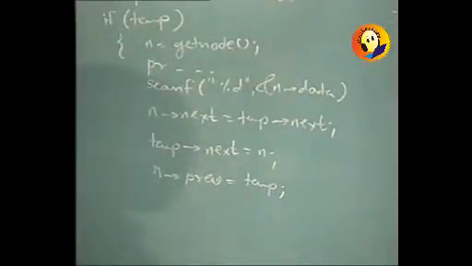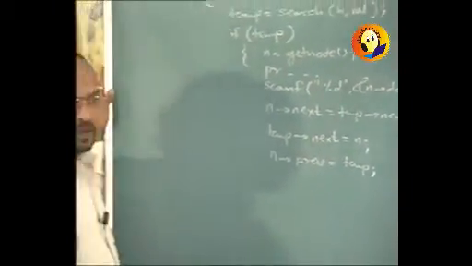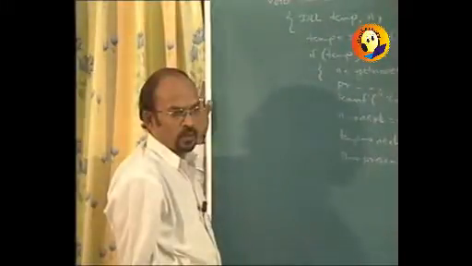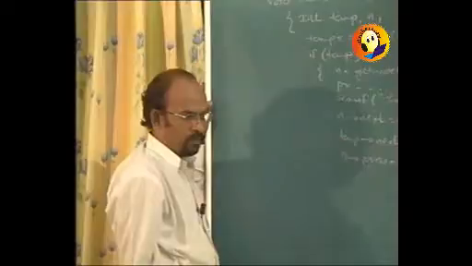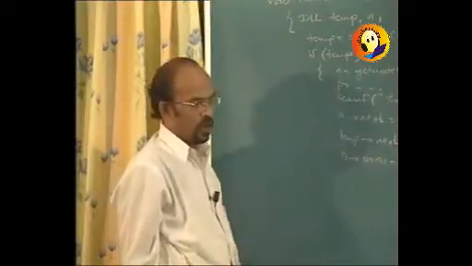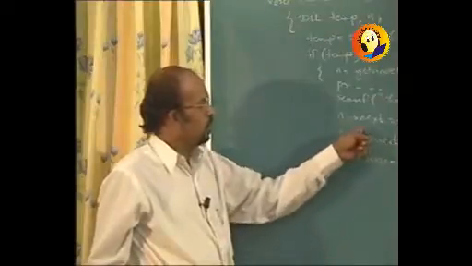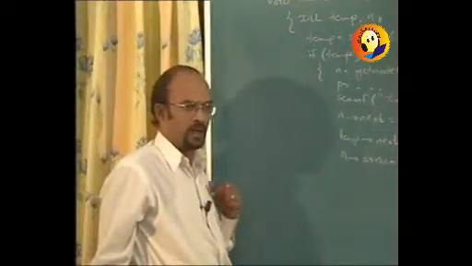But what if temp is the last node? If the value is present at the last node, then what will be temp arrow next? Null. And then n arrow next will also become null. If there is no list ahead, then temp arrow next will be null. N arrow next equal to temp arrow next. So n arrow next, which was null already, will again become null.